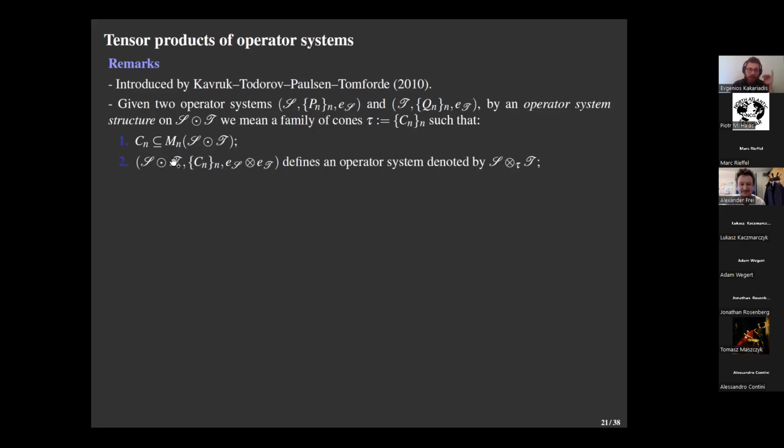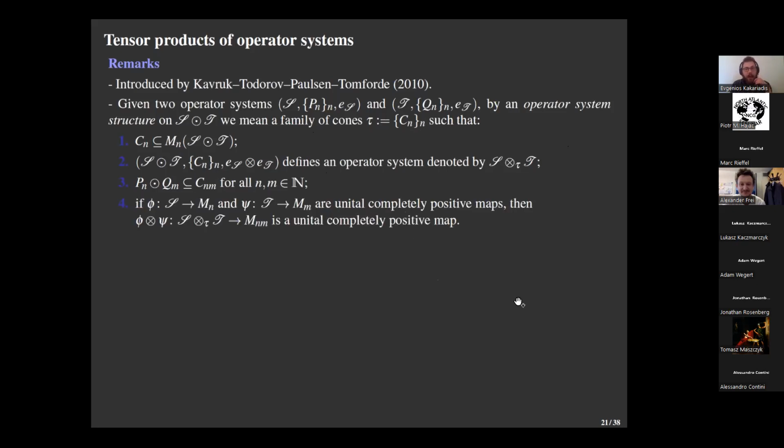They define an operator system structure on the algebraic tensor product, and the completion with respect to the induced norm will be denoted by S tensor tau, where tau is the name of the collection of the cones. You want some compatibility relations, so Pn tensor Qm lands you in CNM. And also, well, if you have a map from S to Mn and psi from T to Mn, then you can put them together and you get a new map with respect to the tau tensor product in the M of n times M, in the n times M square matrices.